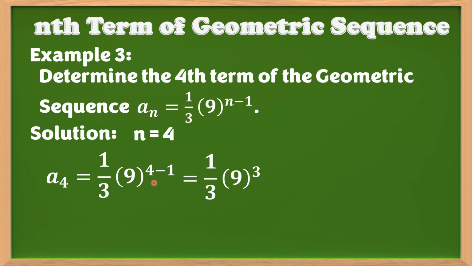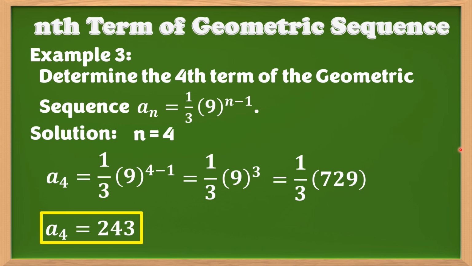And 9 cubed or 9 raised to 3 is equal to 729. 9 cubed is the same as 9 times 9 times 9, and that is equal to 729. And then we're going to multiply 1/3 times 729 is equal to 243. So the fourth term of the geometric sequence a sub n equals 1/3 times 9 raised to n minus 1 is 243.